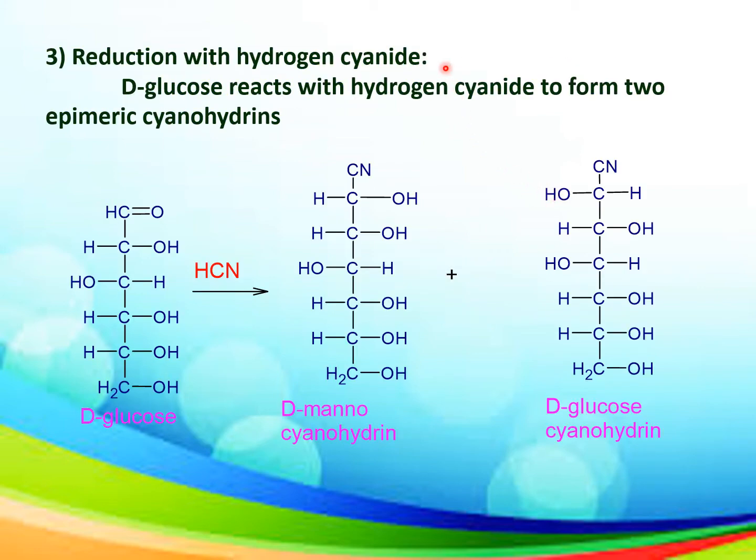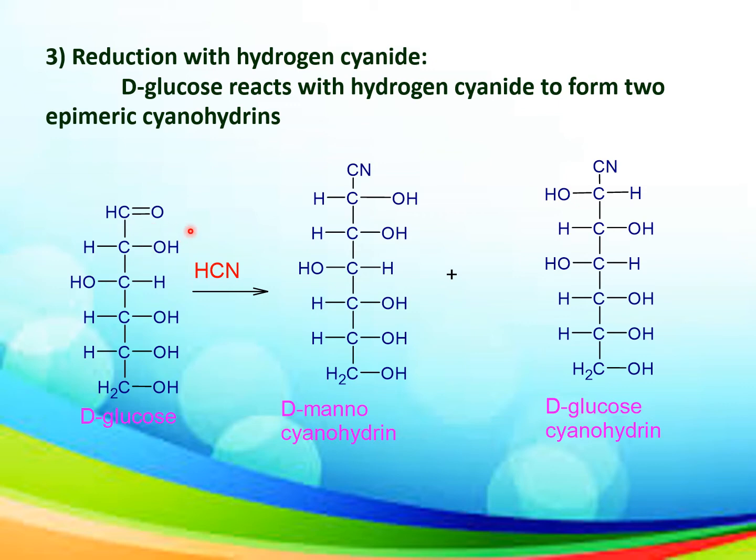Reaction with hydrogen cyanide. D-glucose reacts with hydrogen cyanide to form two epimeric cyanohydrins. D-glucose reacts with hydrogen cyanide. We'll get D-mannose cyanohydrin and D-glucose cyanohydrin. D-glucose, this is the structure of glucose. C double bond O is present at the first carbon atom as the C1 and C2 contain single bond. Since only a single bond is present, rotation of this bond is possible.